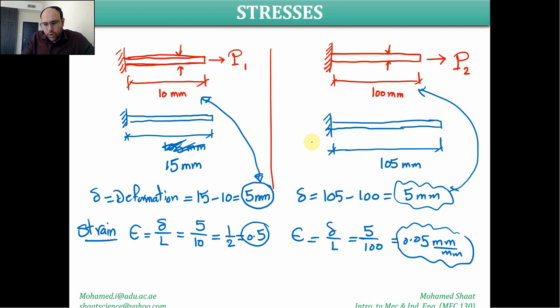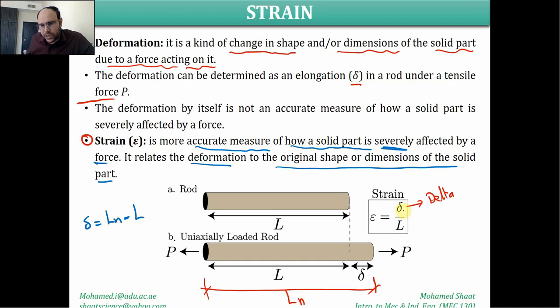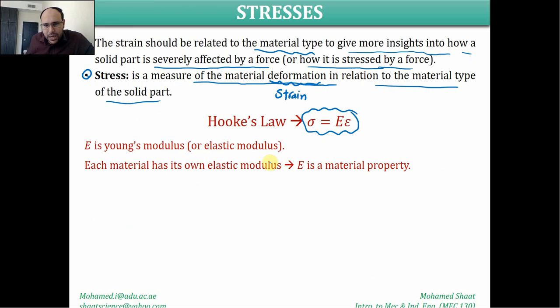So again, just to acknowledge the symbols: this delta refers to the deformation. This epsilon is a measure of the strain. And this sigma, the measure of the stress, equals E, and I'm going to mention what this E is, times epsilon. Epsilon is the strain. Make sense?